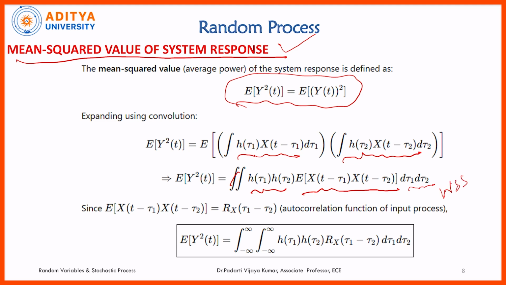Assume it is a wide-sense stationary random process. This can be written as Rxx of tau 1 minus tau 2. So the mean square value is the double integration of h of tau 1, h of tau 2, Rxx of tau 1 minus tau 2, d tau 1, d tau 2.